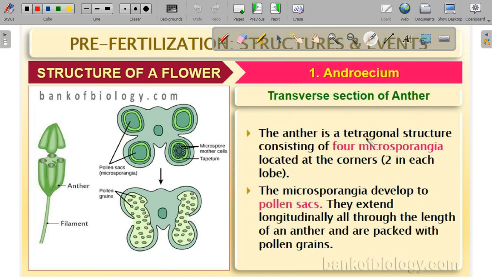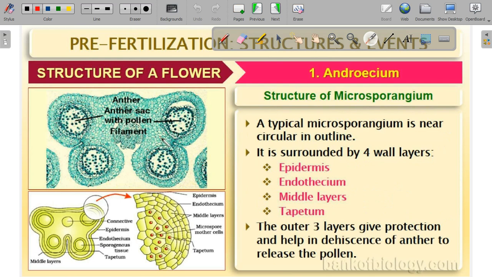The anther is a tetragonal structure having four microsporangia at the corners. The microsporangia develop into pollen sacs, where a sporogenous tissue differentiates into the microspore mother cell. The microsporangium or pollen sac has three protective layers, one nutritive layer and one mother cell. It has four walls: epidermis, endothecium, and middle layers. Epidermis and endothecium are single layers, but the middle layer is two to three layers thick. Next, we have the tapetum. Tapetum will nourish the developing microspore mother cell.